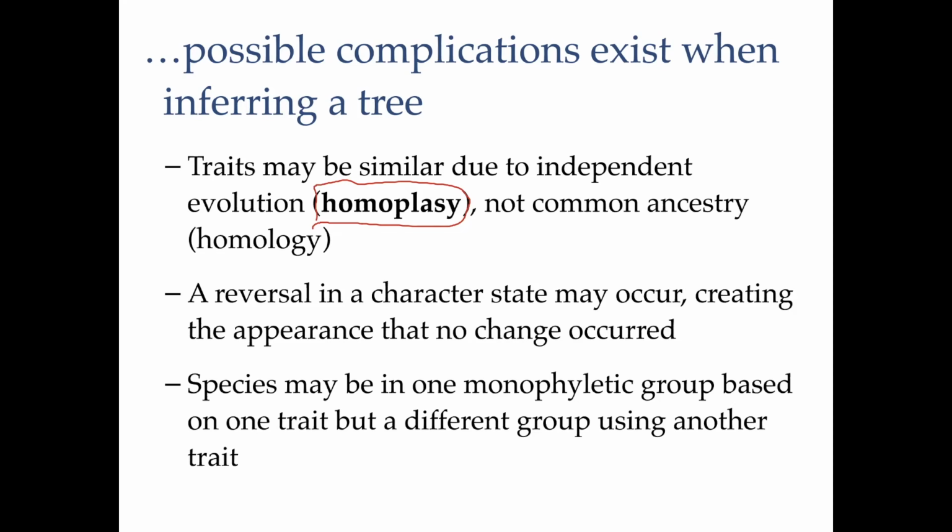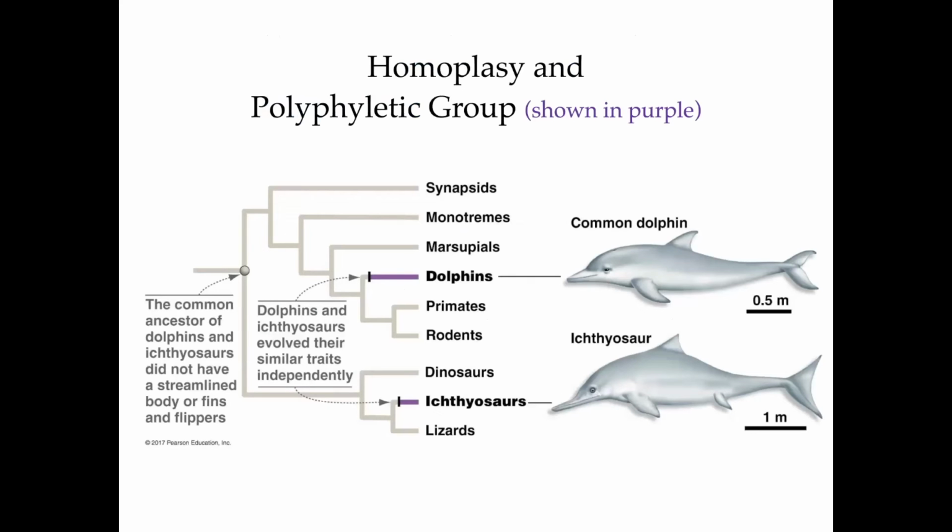Why is this a complication in estimating trees? Because you can have a species in one monophyletic group when you are comparing trait A, but it's going to be not in a monophyletic group, in a different group, if you are considering trait B. Let's see how this works in an actual tree.